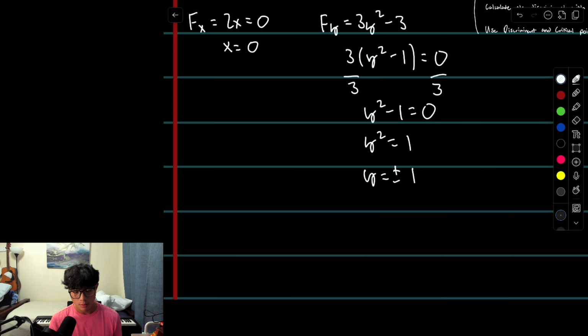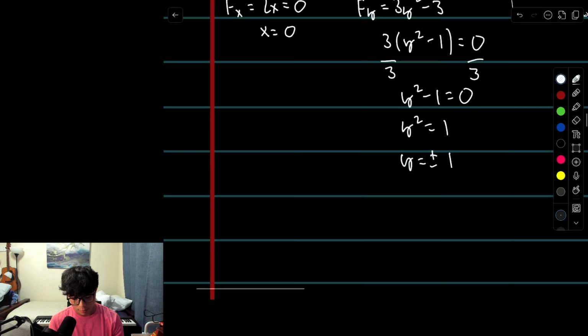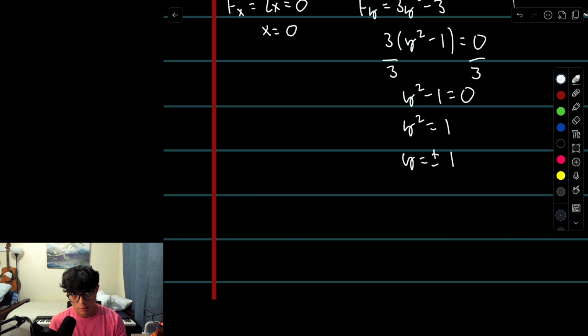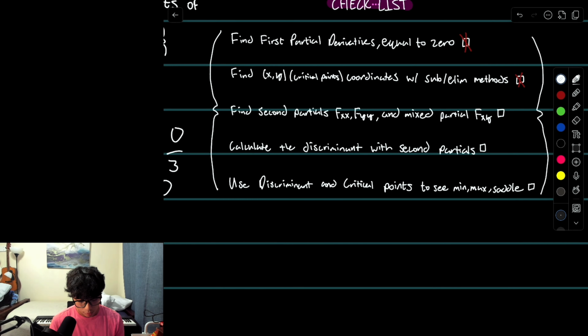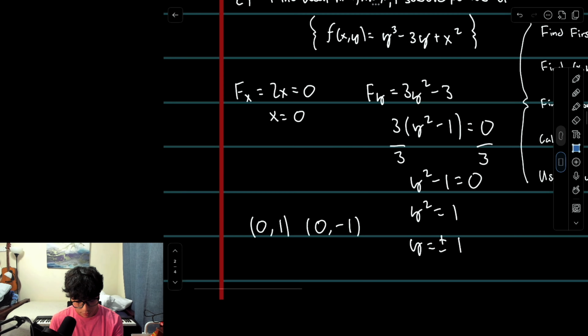So because of the plus or minus 1, we have two critical points. Our x stays the same in both points, being 0: (0, 1) and (0, -1). We can check off finding our first partial derivatives and setting them to 0, and then finding our critical points using substitution or elimination, which I don't even think we had to use. Now our next step is to find the partial derivatives the second time.